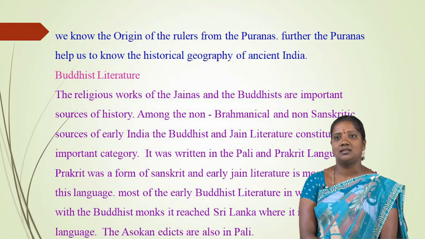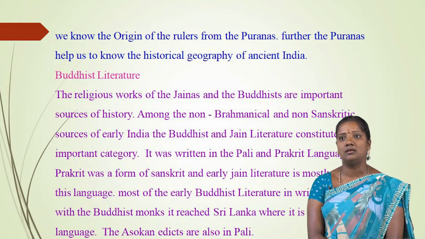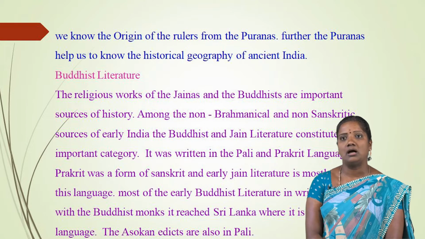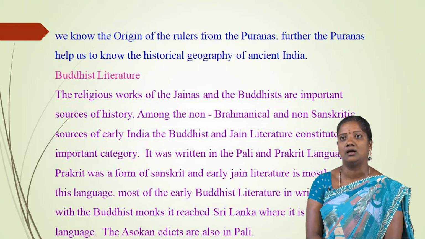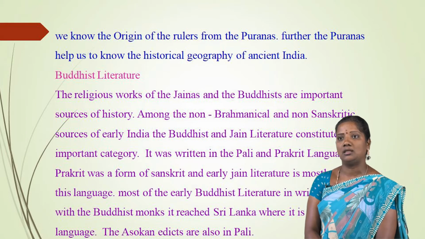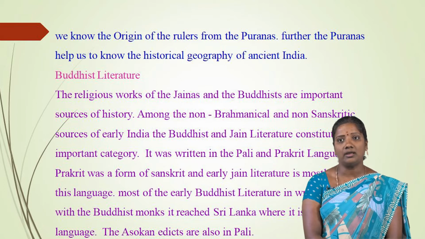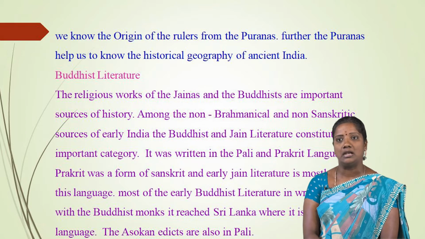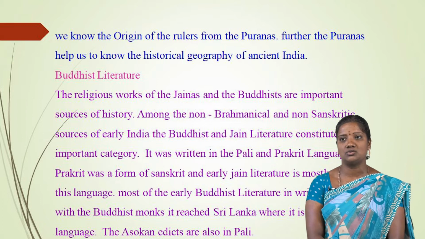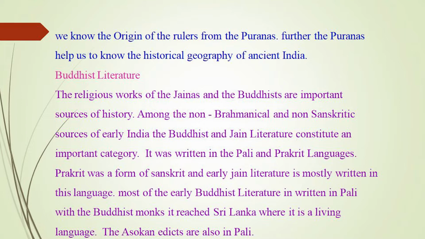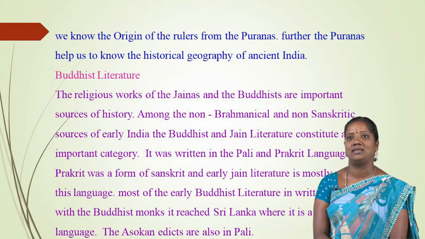Buddhist literature. The religious works of the Jainas and the Buddhists are important sources of history. Among the non-Brahmanical and non-Sanskrit sources of early India, the Buddhist and Jain literature constitute an important category. It was written in the Pali and the Prakrit languages. Prakrit was a form of Sanskrit and the early Jain literature is mostly written in the language. Most of the early Buddhist literature is written in Pali. With the Buddhist monks, it reached Sri Lanka where it is a living language. The Asokan edicts are also in Pali.